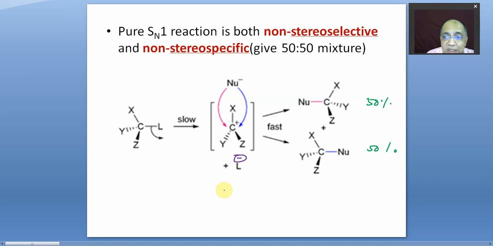You cannot also call it stereospecific, because supposing this is R, it will produce 50-50, and S will also produce 50-50. But in stereospecific, the product should be different and unique. The products are stereoisomers, and the reactants are also stereoisomers. Yes, the reactants are stereoisomers in this case, but the product will be the same, 50-50. Therefore, this is neither stereoselective nor stereospecific.